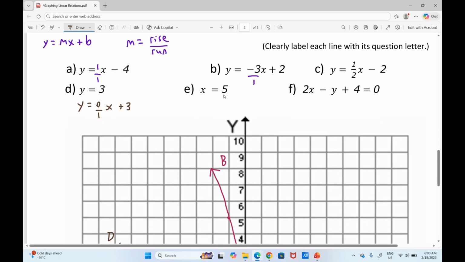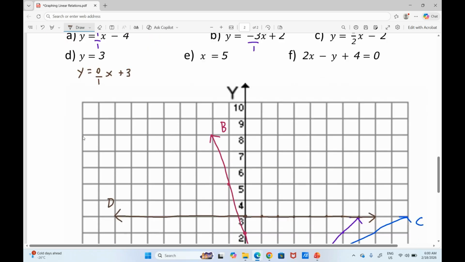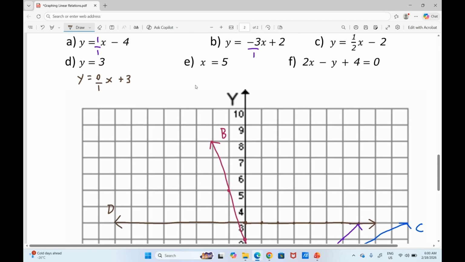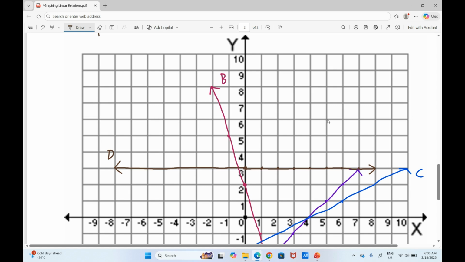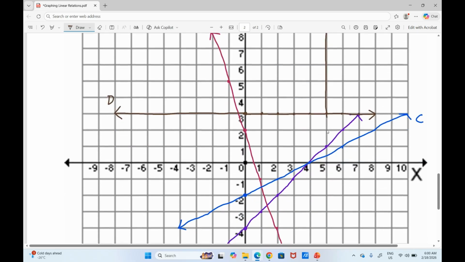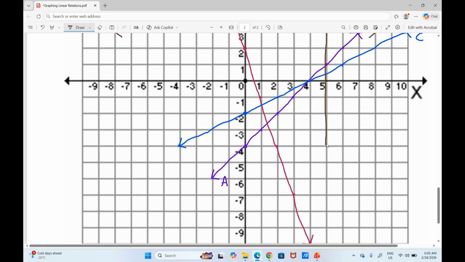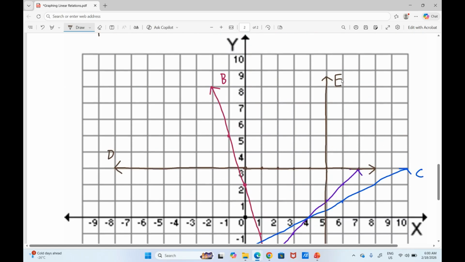Now, it says here x equals 5, very similar to y equals 3. If y equals 3 was horizontal, where every value, regardless of x, would be at y equals 3, x equals 5 would be where it doesn't matter where you are on the y-axis, every value would equal x equals 5. So I would just draw a line that's vertical instead. Anytime you have just x equals a number, it's going to be a vertical line, and whatever x equals, that's where your line would be on the graph. So there we go, and we'll call this E.